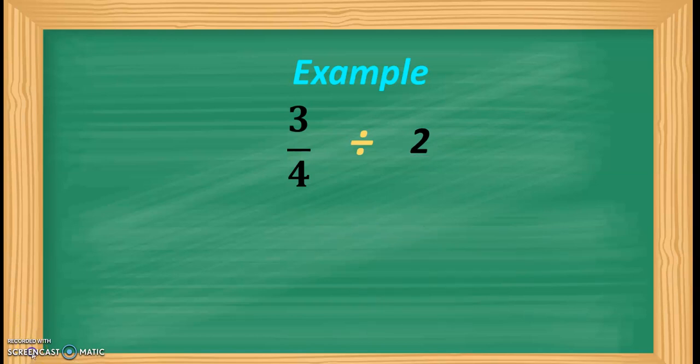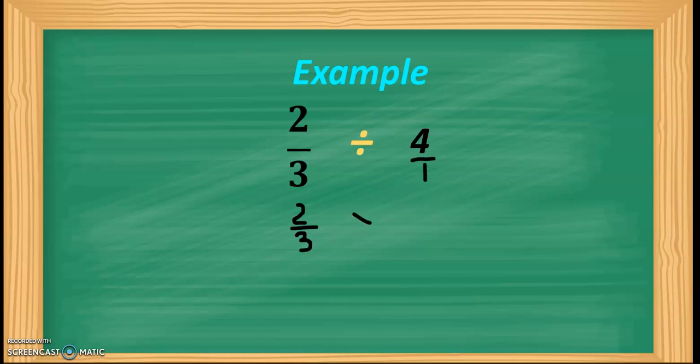Now for the next example, we have 2 over 3 divided by 4. The same concept. We're going to keep, change, flip. So I'm going to keep my 2 over 3. Before I go any further, what should I do with my 4? I'm going to give it, very good, the denominator of 1. I'm going to change this to a multiplication sign, and then my second fraction will now become 1 over 4.